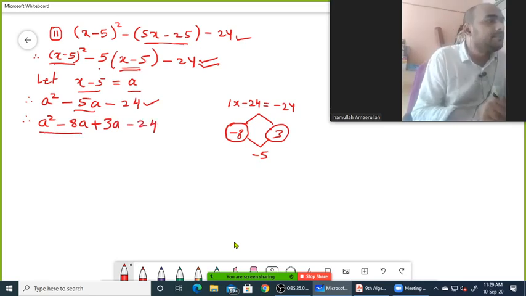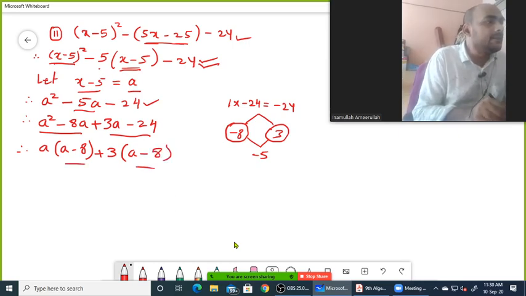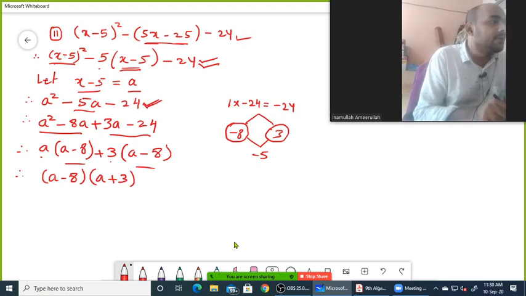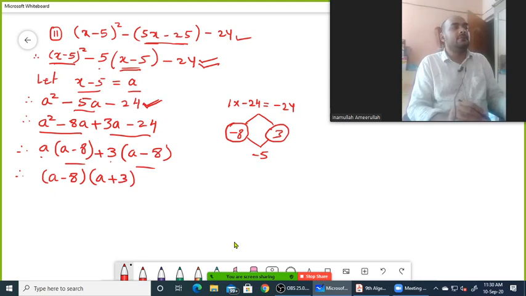In the first pair, a is common, so a minus 8 is left. In the second pair, we can take out plus 3 as a common factor, so a minus 8 will be left. A minus 8 is common to both the terms, so we can write a minus 8 as common factor once. The other factor will become a plus 3. So these are the two factors of this polynomial, a square minus 5a minus 24.